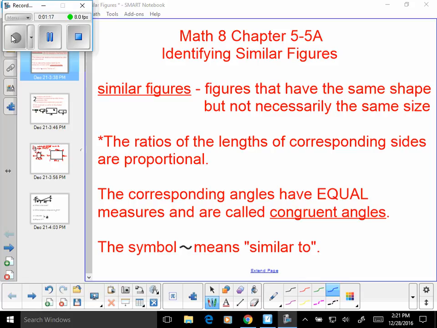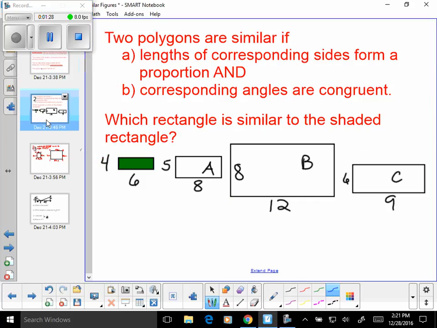We do use a symbol, which is kind of like part of an approximation sign, and for geometry this means similar to. If we look at our first example here, two polygons are similar if, and notice that both things have to happen here because of this word and, the lengths of the corresponding sides have to form a proportion, and we have to make sure that our corresponding angles are congruent. In this first example, we're going to look at which rectangle is actually similar to the shaded rectangle, which is in green on my lesson.